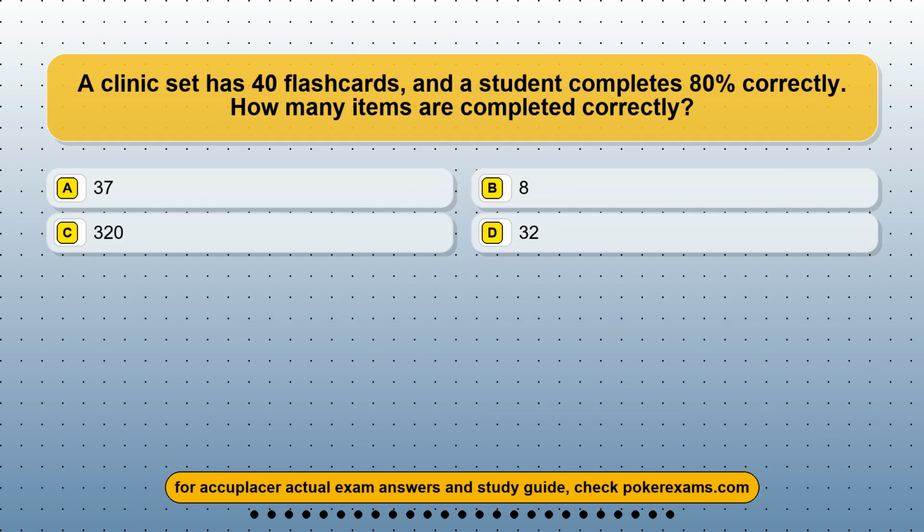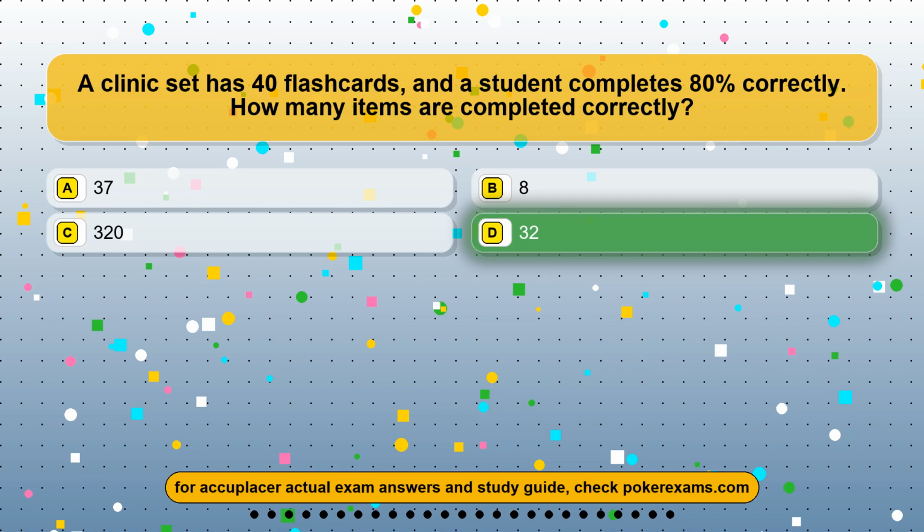Question 20. A clinic set has 40 flashcards, and a student completes 80% correctly. How many items are completed correctly? Option A, 37. Option B, 8. Option C, 320. Option D, 32.